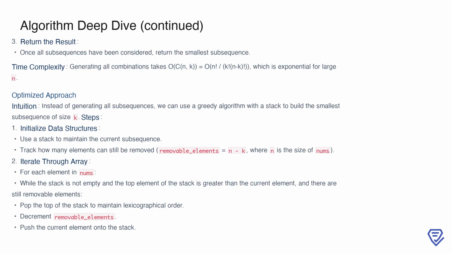As we iterate through the elements of nums, we make decisions about whether to include or exclude each element. Specifically, if the top of the stack is greater than the current element and we still have removable elements, we pop the stack to maintain the lexicographical order. This ensures that smaller elements have priority when building our subsequence. Once we've made these adjustments, we push the current element onto the stack.